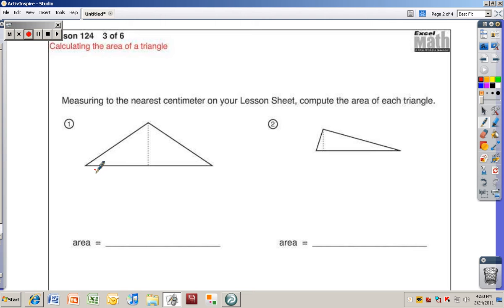You're going to take your ruler, you're going to measure the base of the triangle, you're going to measure the height of the triangle, you're going to multiply those and then divide by 2. The base times the height, which is the dotted line, and then divide by 2. That's how you find the area of the triangle. So go ahead and pause the video, try these two problems right here, turn it back on when you're ready to see the solution.